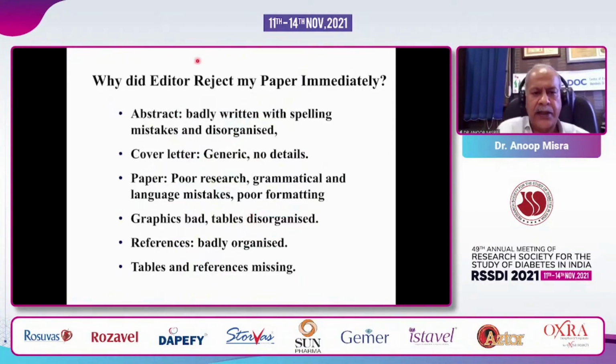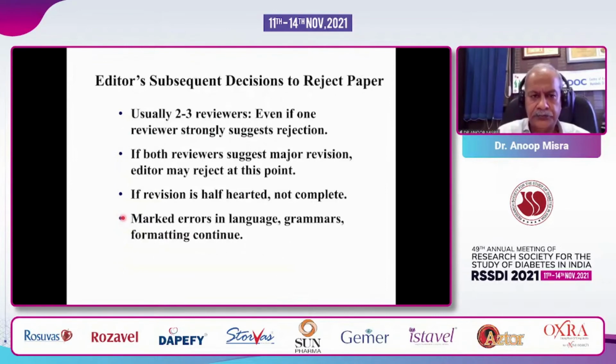Now, why did the editor reject my paper? Abstract badly written with spelling mistakes, and a disorganized cover letter. I have told you: poor research, grammatical and language mistakes, poor formatting, bad graphics, disorganized tables, badly organized references, tables and references missing. Seeing this, it takes 2 minutes for me to reject the paper. Subsequently, the paper is given to the editor, who sends it for review.